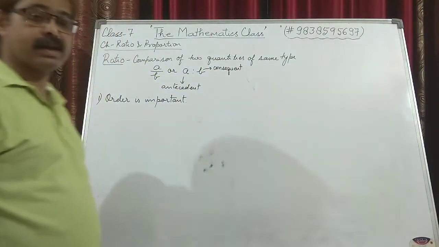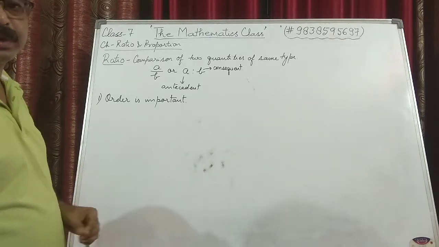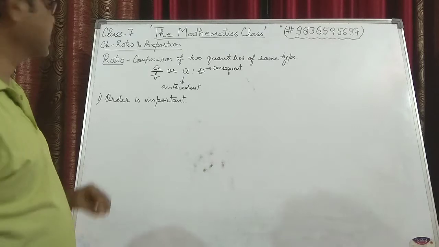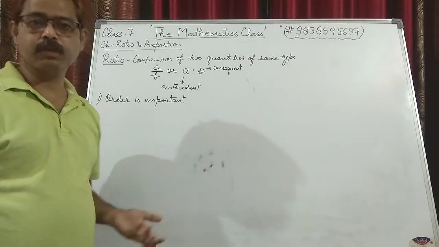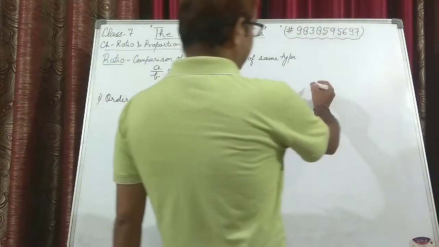Class 7, and we are starting with a new chapter, ratio and proportion. That is there in your book, chapter 7. So first of all, what is the meaning of ratio? You have studied it in the smaller classes.